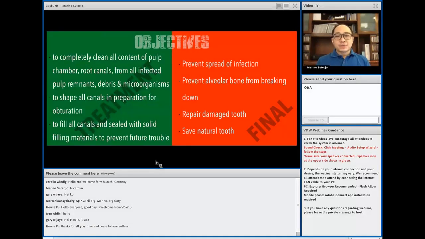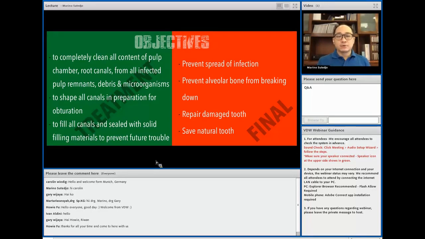Why is it important? Because back in my university days, when I was an undergrad student, I always thought that in order to save a tooth, we need to do some endodontic treatment. Well, actually, it's not wrong. It's right. But I just want to emphasize that the objective of endodontic treatment is not just saving the natural tooth. Saving the natural tooth is the final objective of endodontic treatment.